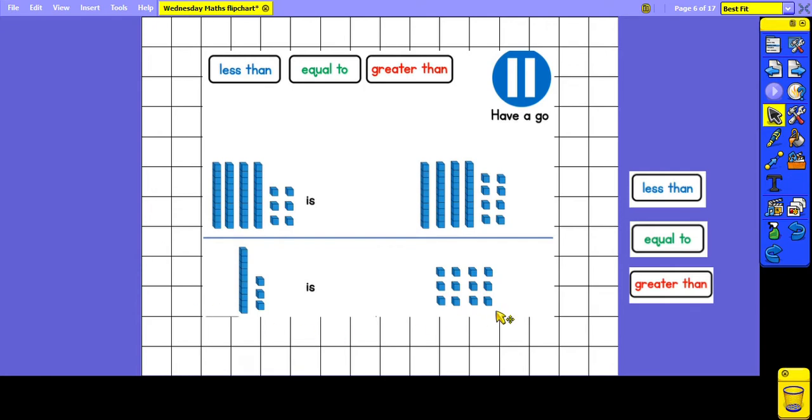And then we've got a couple more questions for you to try. So once again, you're comparing each side and using the words in the word bank to complete the sentences. So pause the video now and have a go.